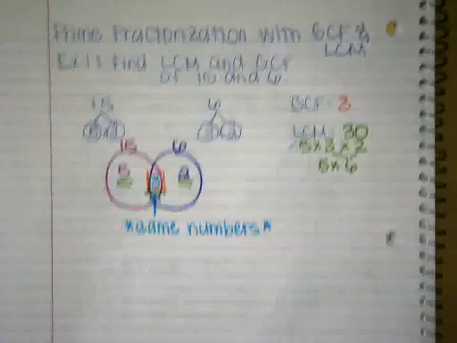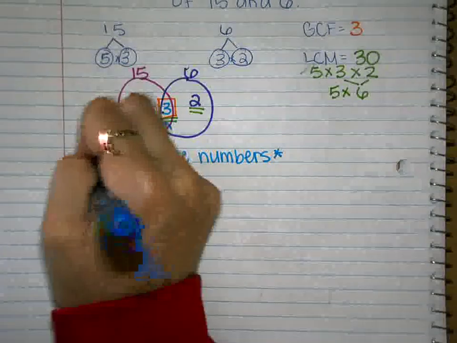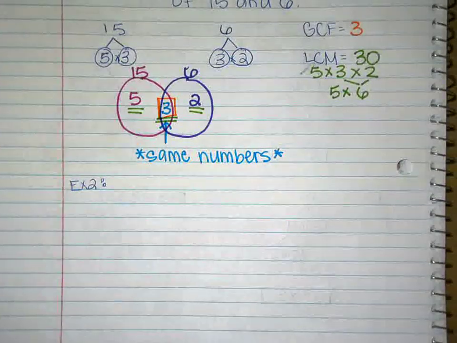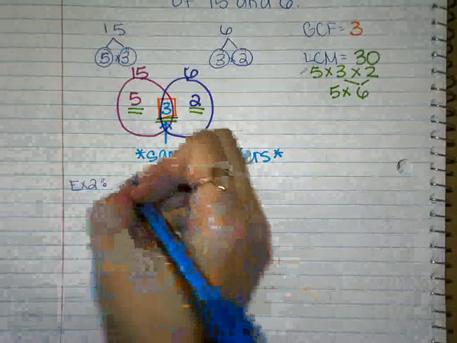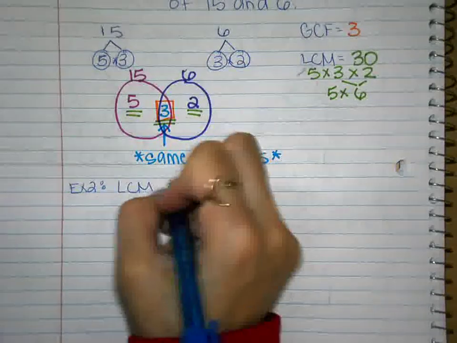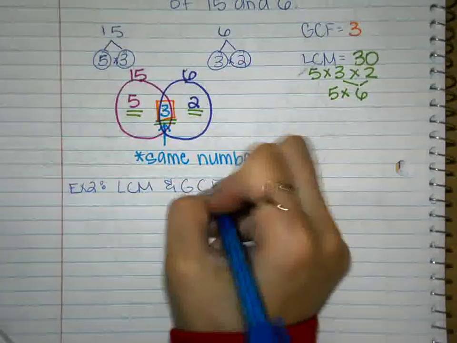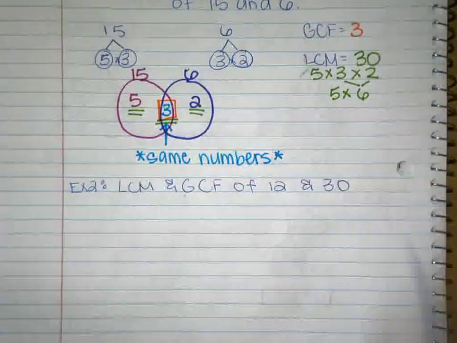Okay, let's try another example, because I know this is kind of weird. So example 2. This time I'm going to give you 12 and 30. So LCM and GCF of 12 and 30.